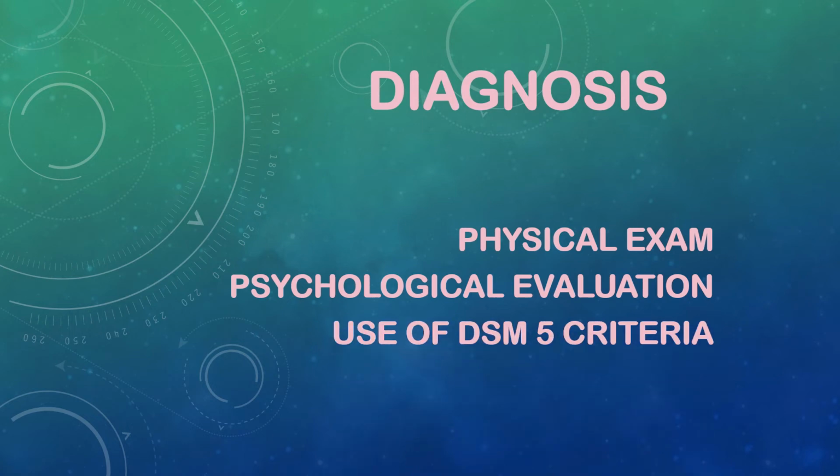Use of DSM-5 criteria. To receive an OCD diagnosis, one must meet these general criteria. That is, must have obsessions and compulsions, and these obsessions and compulsions must significantly impact the person's daily life.